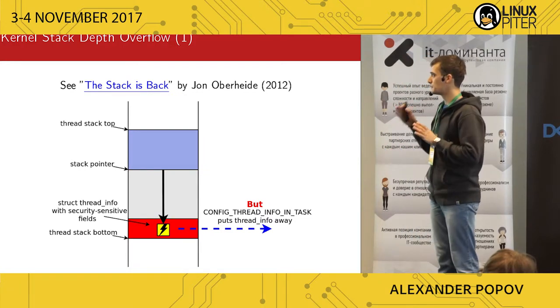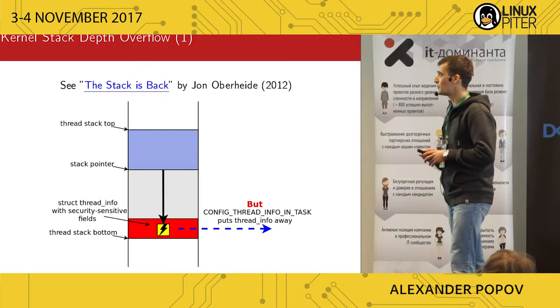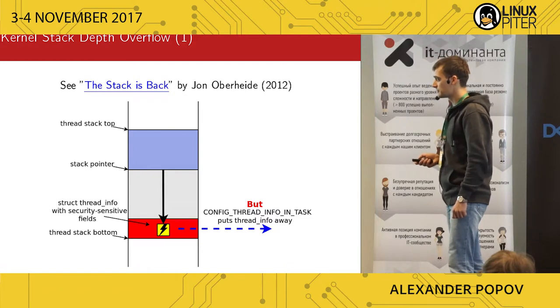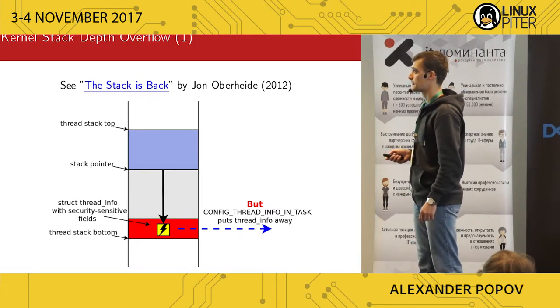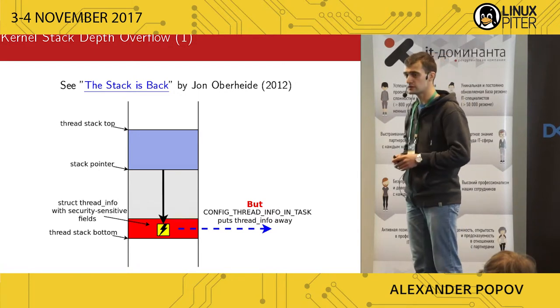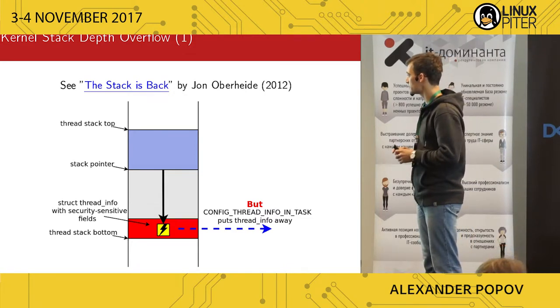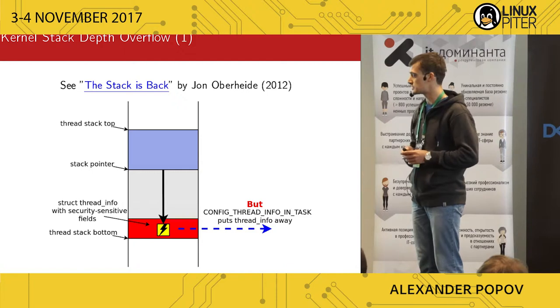Let's look at the simplest case. It is described in an awesome presentation by Jon Oberheide, and the idea is simple. The kernel stack grows down, and there is a security sensitive thread info structure at the bottom of the kernel stack. If we can make the kernel stack grow towards it, and we are able to overwrite security sensitive fields of this structure, we win. But the CONFIG_THREAD_INFO_IN_TASK kernel option moves the thread info structure out of the kernel stack. And this type of attack becomes useless.